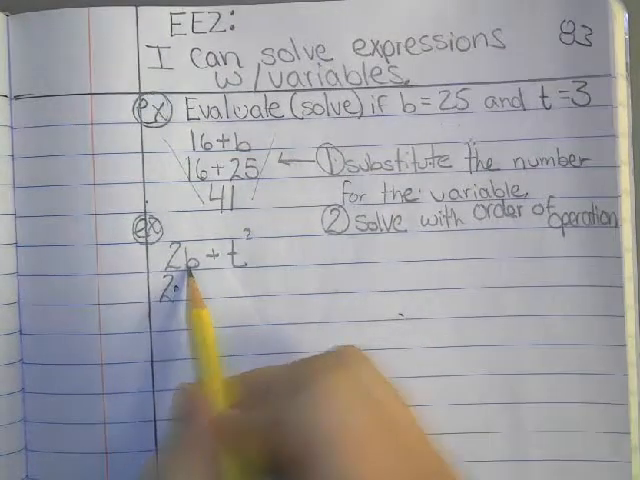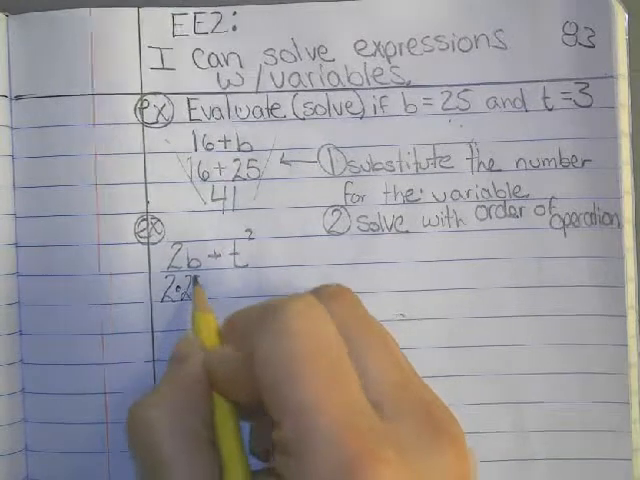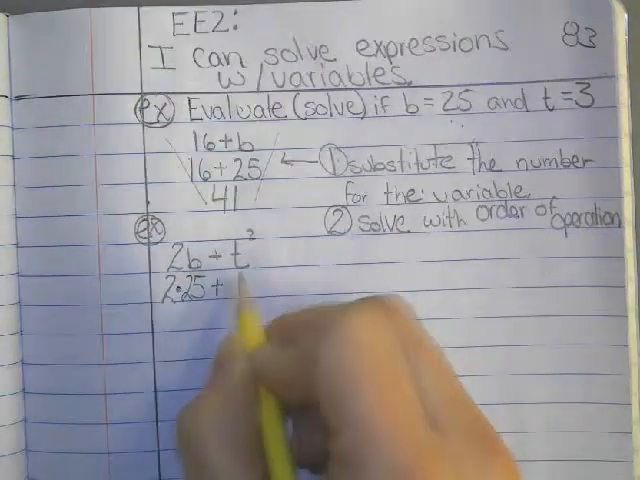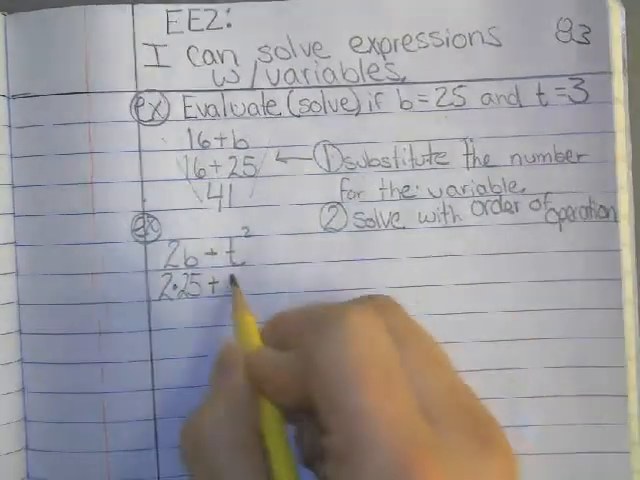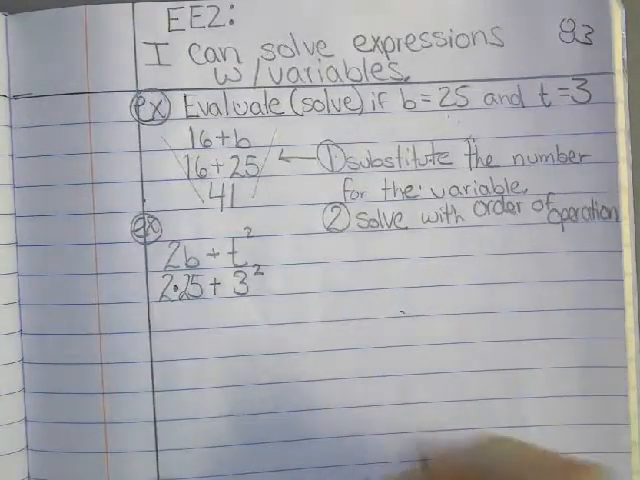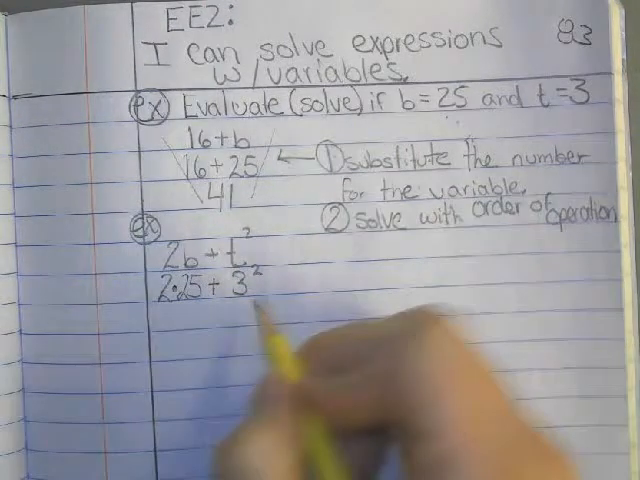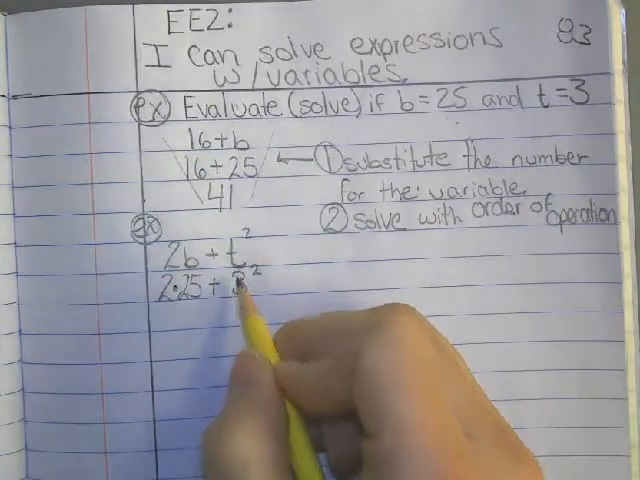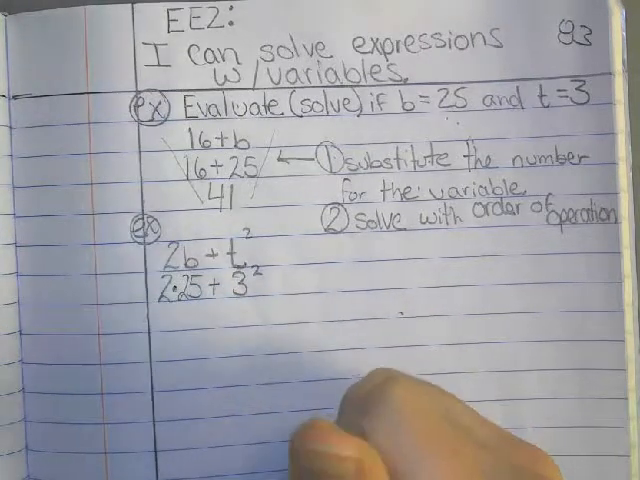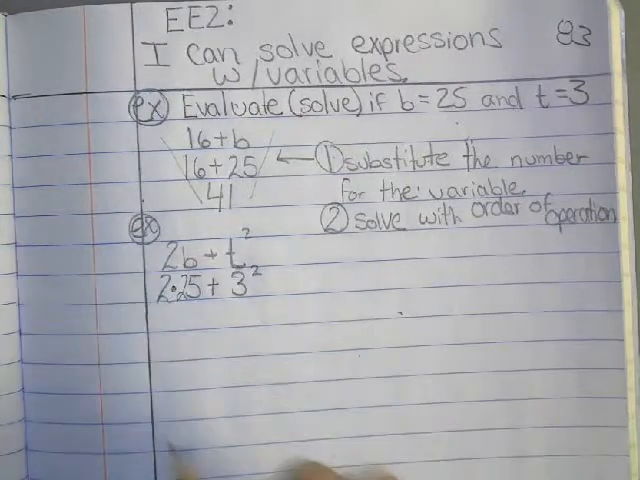Now B, what is B? 25. So I'm going to write 25 instead of B, plus T is 3, so I'm going to write 3, and that has an exponent of 2. Some people write the T like a plus sign. I usually put a little tail on mine just so you know it's a T. But, I mean, just try and be clear when you're writing.